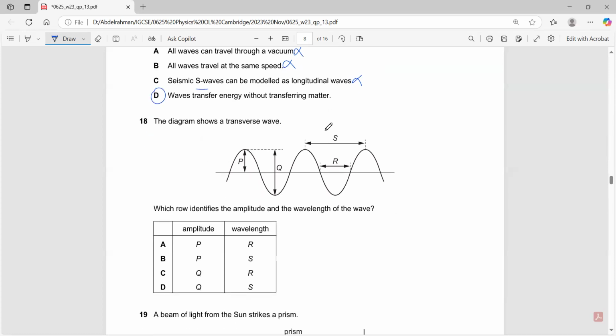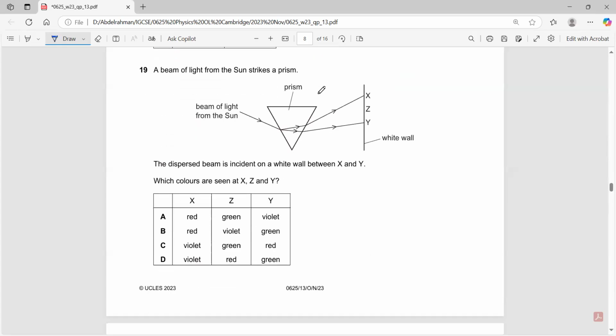Question 18. Which is the amplitude and which is the wavelength? The amplitude is P, and the wavelength is S. P and S.